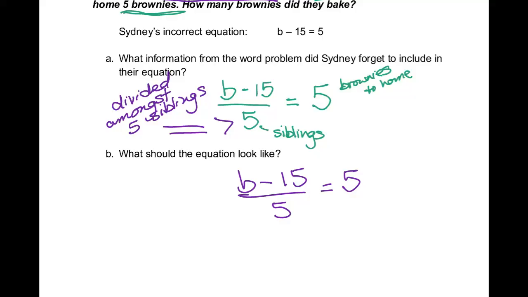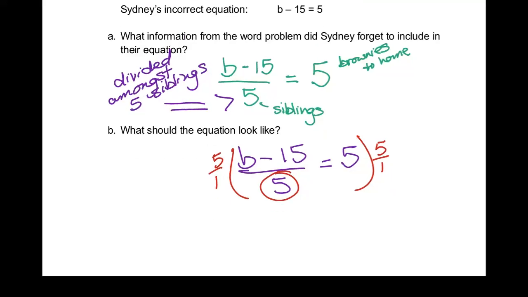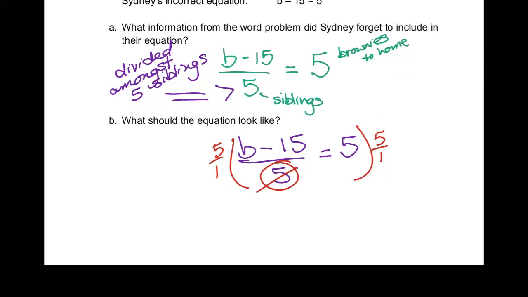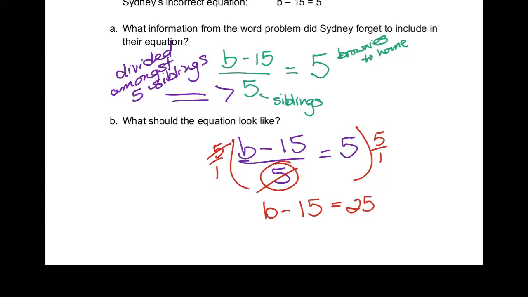What am I going to multiply? Yeah, this 5 that you're dividing by, you want to undo that division. So multiply by 5 over 1, or just 5, on both sides. This 5 and this 5 would cancel out. You're left with B minus 15 equals 25. You're trying to solve for B, how many brownies they had at the beginning. Add 15, add 15. So B, the number of brownies, is equal to 40.